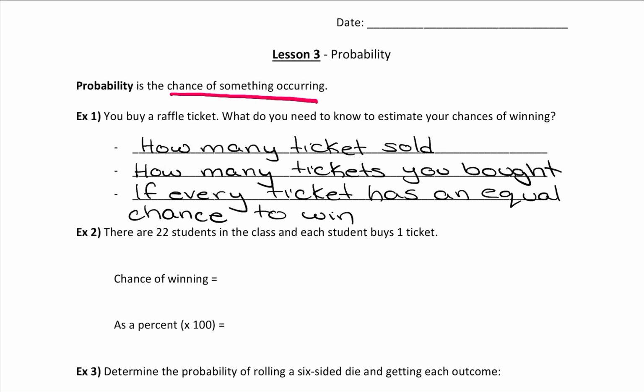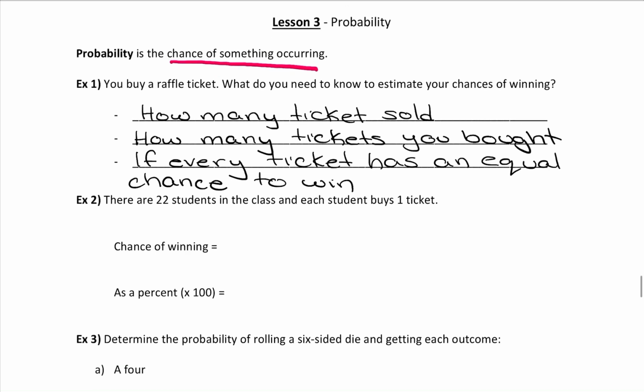All right, let's look at an example. There are 22 students in the class, and each student buys 1 ticket. Your chance of winning is going to be 1 out of 22. So notice the top number is telling me the number of ways I can win. The bottom is telling me the total, right? I have 1 winning ticket potentially out of 22 sold tickets. Another way that I could write this is 1 in 22.